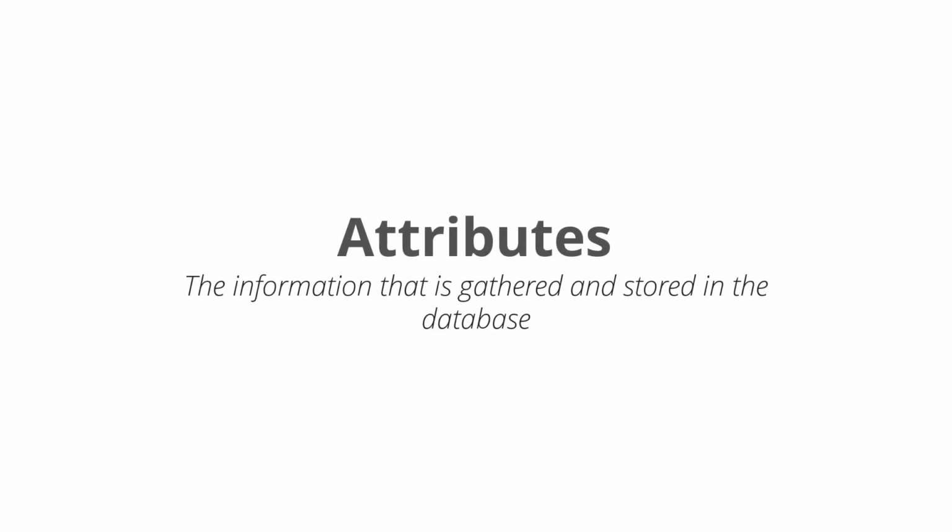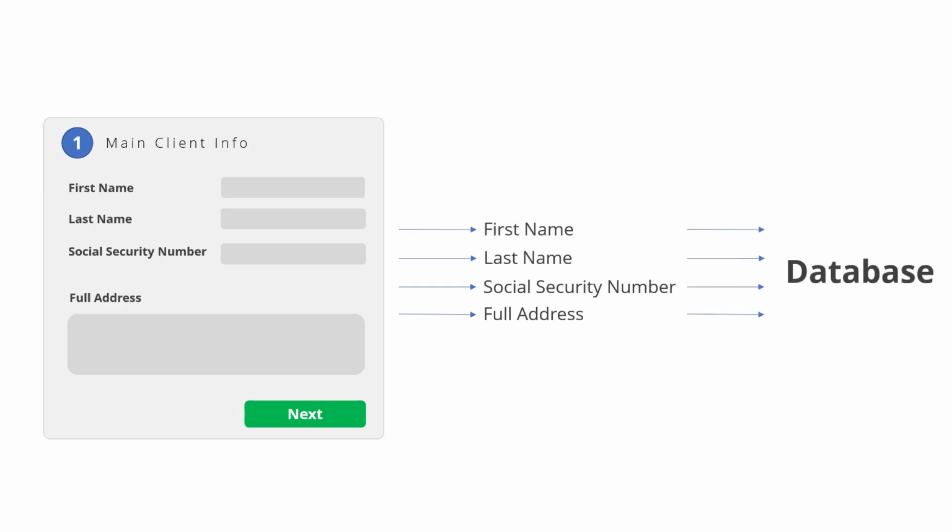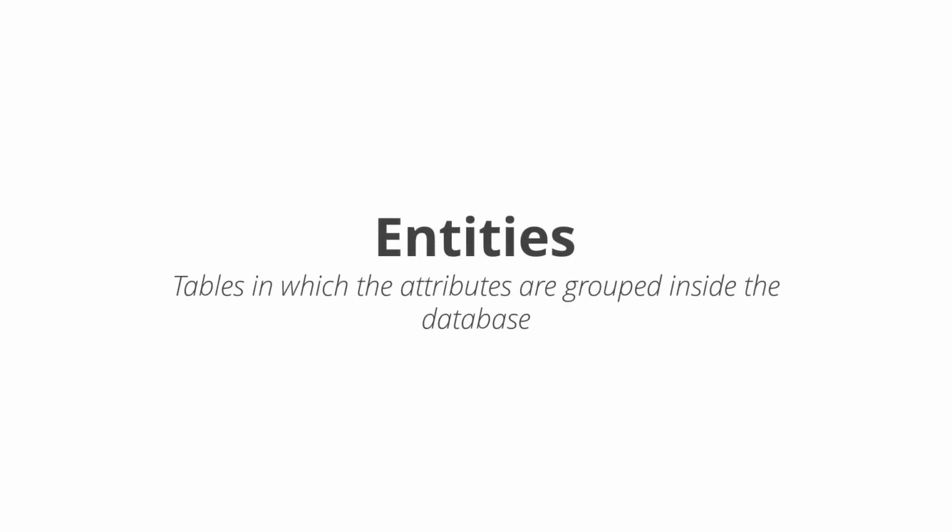And the last question has to be, what are the main components of a data model? First of all, we have the attributes, which are the actual pieces of information that go inside the database. Now, in our case, here we have the main client's info form. From here, we gather the following attributes, and then all of these go into the database. But here we have a problem. We can't just place all of these attributes just like that in the database, right? We need to store them in a structural way. So we group them into what we call the entities. And these are the actual tables in which the attributes are structured inside the database.